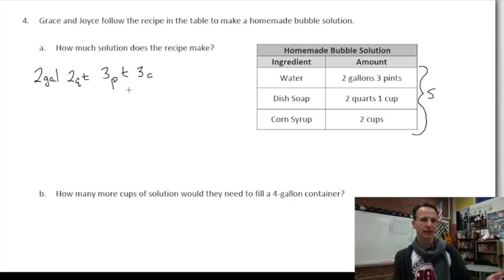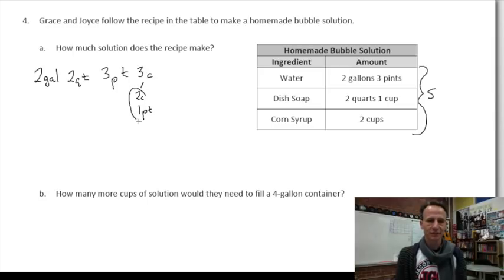It's like, well, how much bubble solution do you have, girls? We have 2 gallons, 2 quarts, 3 pints, 3 cups. And you'd say, what? So let's look at these cups. We know that 2 of those cups will make 1 pint, right? Leaving just 1 cup there. Okay, so now this pint is going to come over here. So now these 3 pints are now 4 pints.